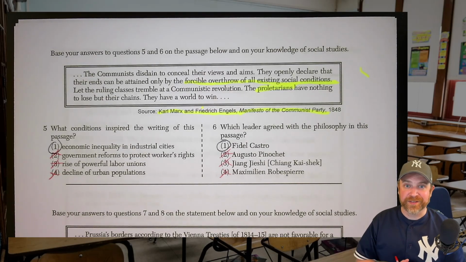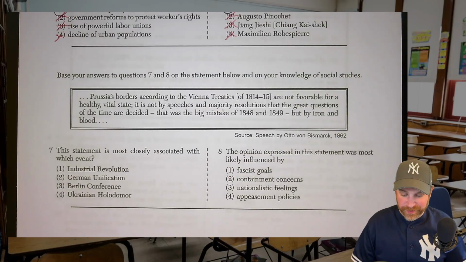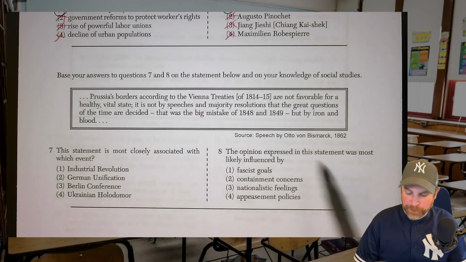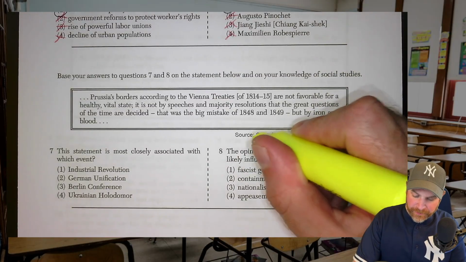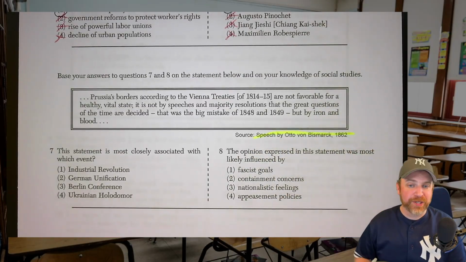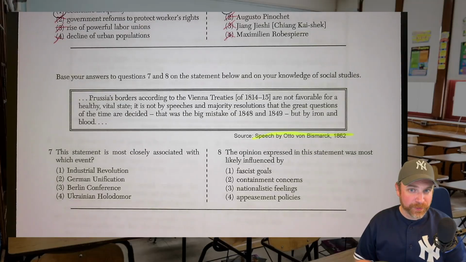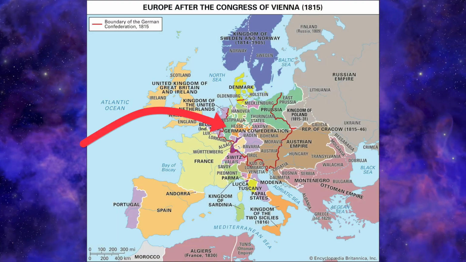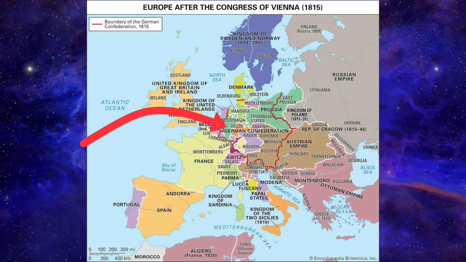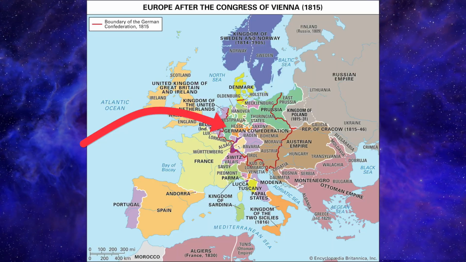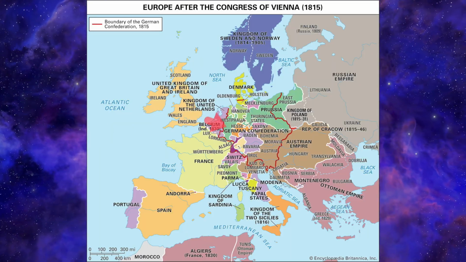Let's take a look at questions 7 and 8. Okay, so questions 7 and 8 correspond with a speech by Otto von Bismarck, 1862. Okay, when you think Otto von Bismarck, you think German unification. Not to get too detailed with the review of this right now, but remember, before Otto von Bismarck, there was no quote-unquote Germany, right? In Central Europe, you had a bunch of independent states consisting mostly of people that spoke German and had a German culture, but there was no unity there.